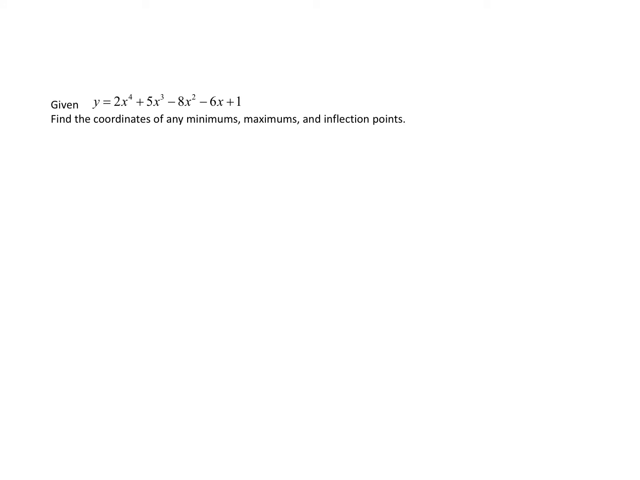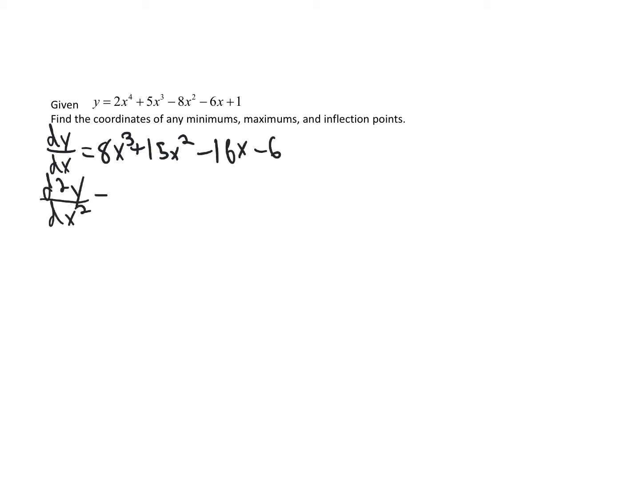Here we're given a curve and we want to find the minimum, maximum, and inflection points using calculus. Whenever I see this, the first thing I do is take the first and second derivative. So we get 8x cubed plus 15x squared minus 16x minus 6. And then the second derivative, 24x squared plus 30x minus 16.